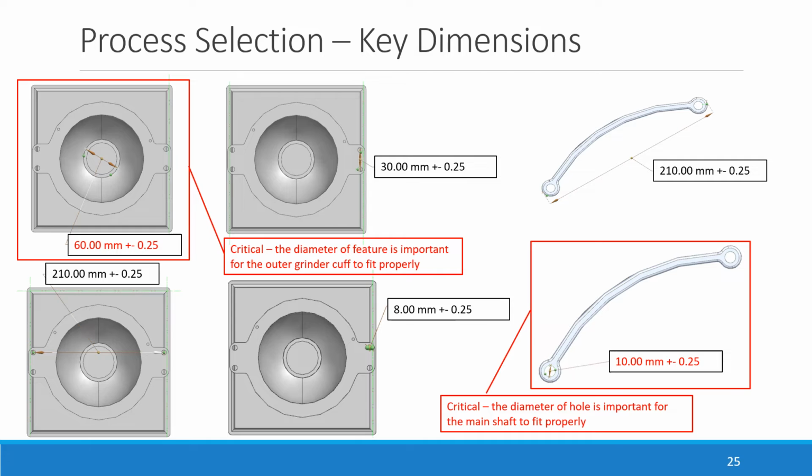The critical dimension of the base is that the diameter of this feature is important for the outer grinder cuff to fit properly. The critical dimension for the crank is that the diameter of the hole is important for the main shaft to fit properly.